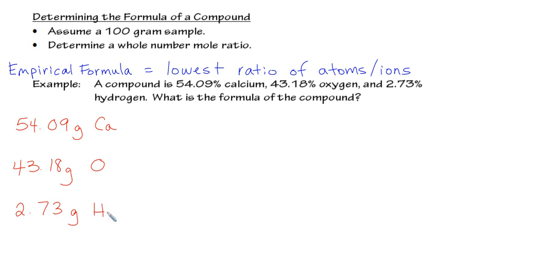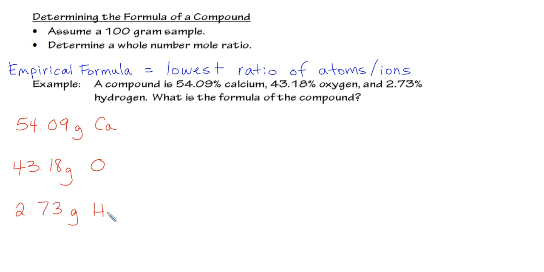Now, technically, you could assume anything. You could assume a 200-gram sample, a 500-gram sample. But then you would have to multiply that sample size times your percent to switch it into a mass, which is what I want to work with in a second here. So a 100-gram sample is usually easiest because then I can just take those percentages and use them as grams.